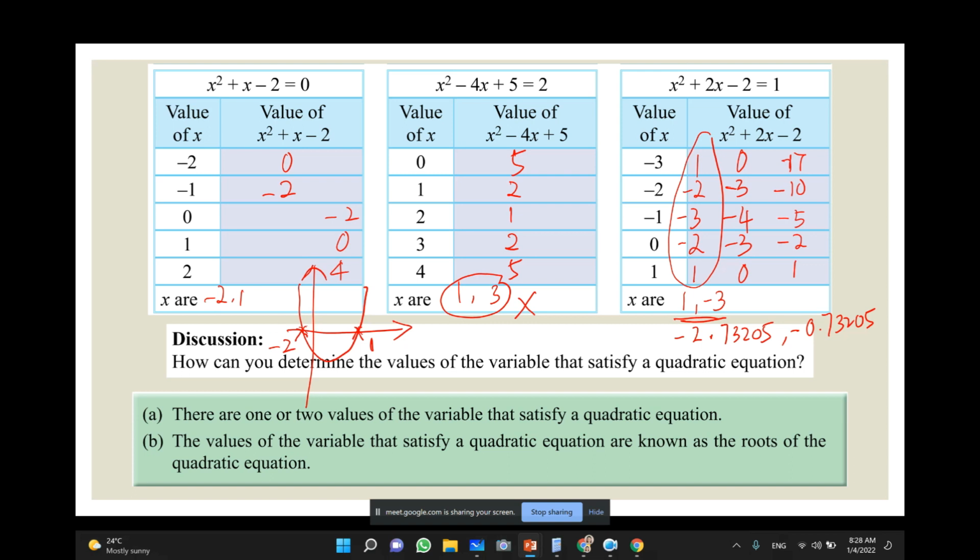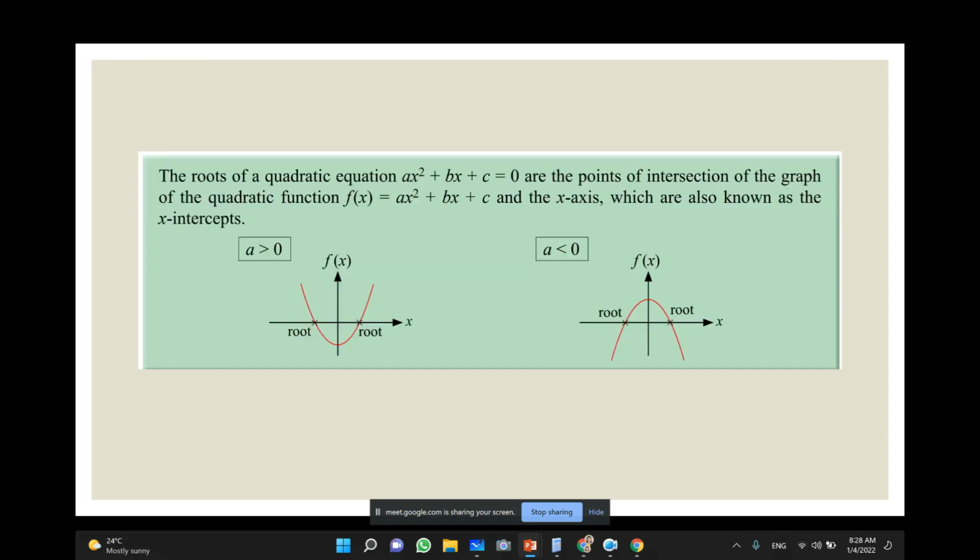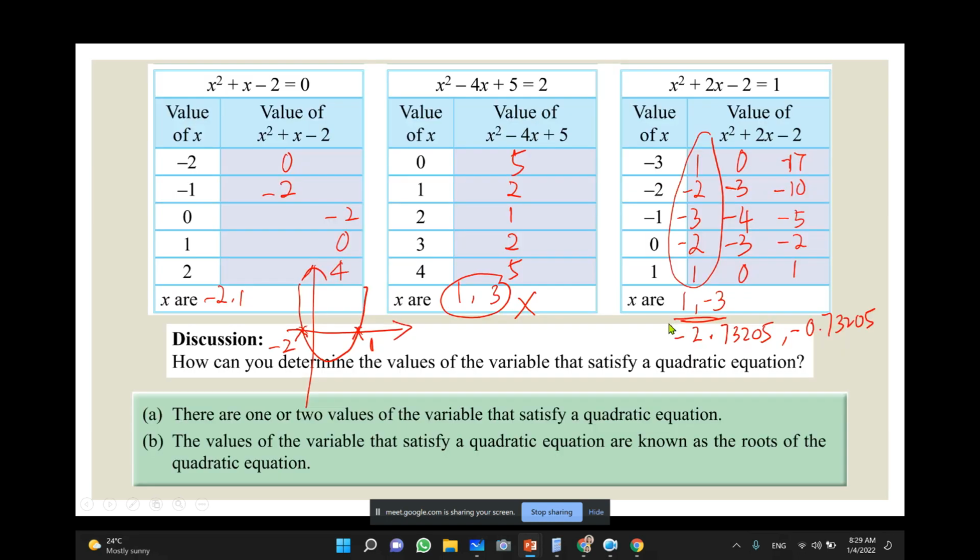So you have to look for the value on the line of the x-axis. Okay, now we look at the next one here. The roots of a quadratic equation ax squared plus bx plus c equal to 0 are the points of intersection of the graph of the quadratic function and the x-axis, which are also known as the x-intercepts. So actually, the roots that you found just now are the x-intercepts. If you refer to this graph over here, x squared minus 4x plus 5 equal to 2.